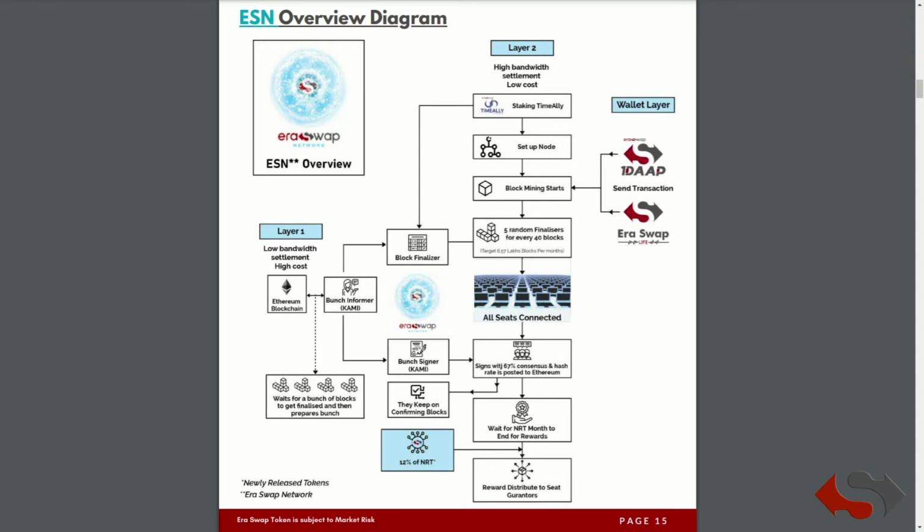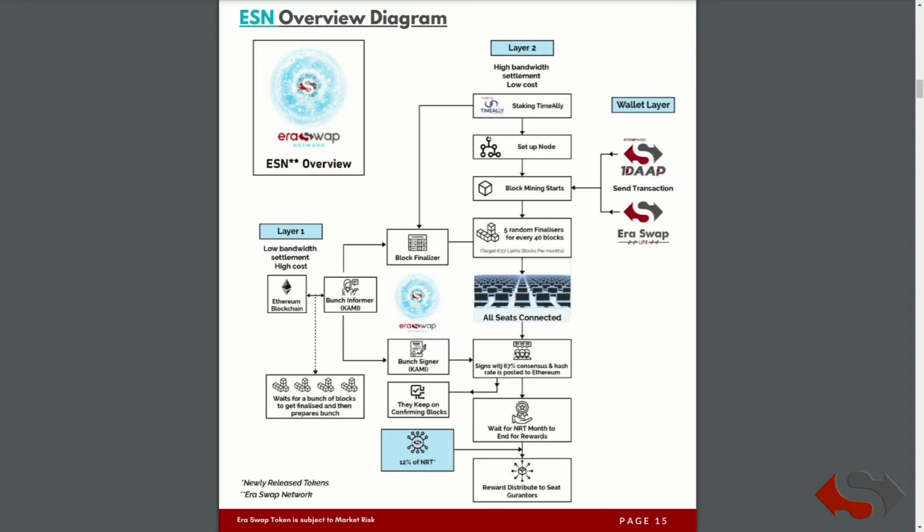Now on the extreme left, you can see layer 1, which is low bandwidth settlement, high cost Ethereum, with the logo displayed here. On the top left, there is layer 2, high bandwidth settlement and low cost. Time Alley stakings are basically validated by nodes, and these nodes are finally mining the blocks. There is randomness, like 5 random finalizers for every 40 blocks out of the entire group. Thereby, everybody will get an equal chance to mine blocks.